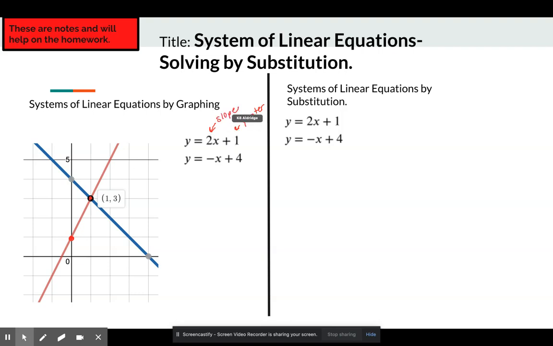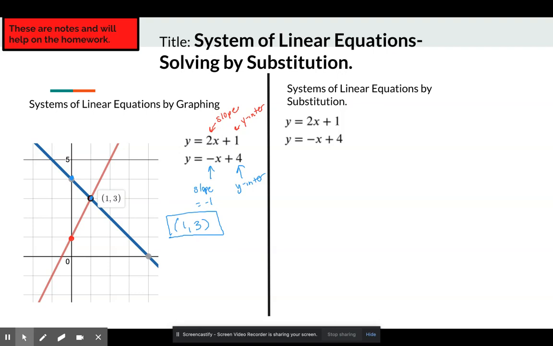The next line graphed, we have a y-intercept of 4. So, yep, there it is. And we went down 1 over 1. And so my slope is -1. All right, we see that it intersects at the point (1, 3). So that's my solution for the system of equations, (1, 3).